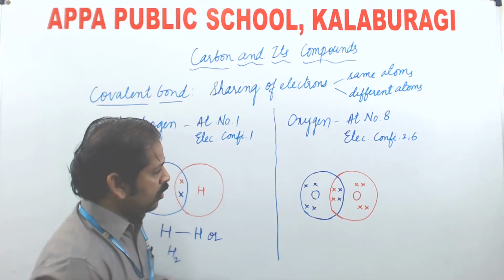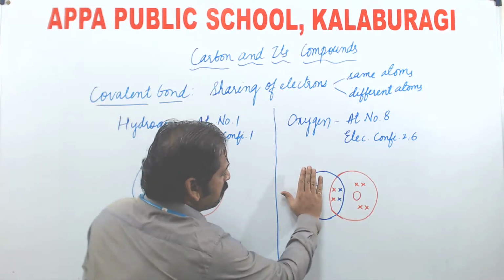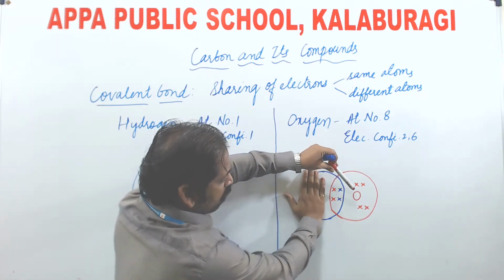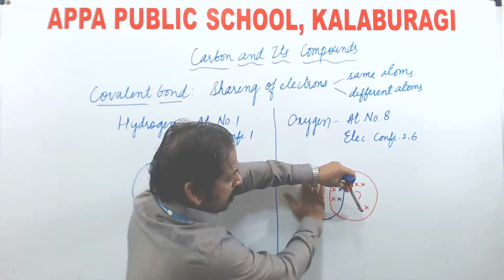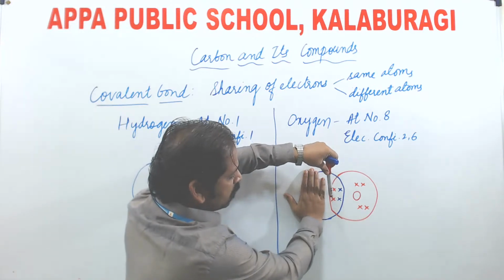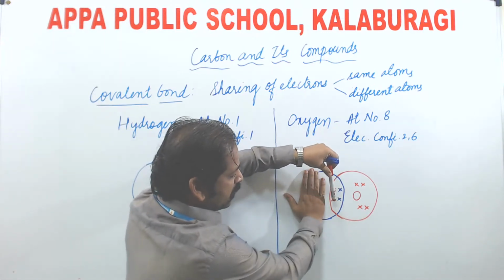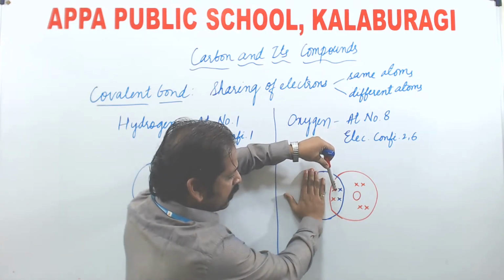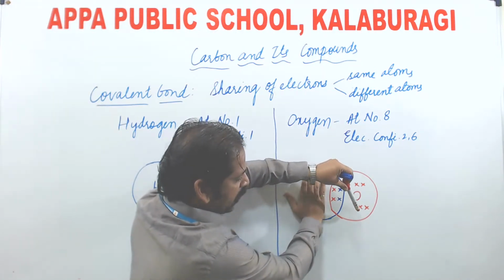So now if I close this part of the oxygen, this oxygen is having 4 electrons outside and 4 electrons as sharing. Sharing electrons are there because this line is there. 4 electrons are there. 4 plus 4 is 8.